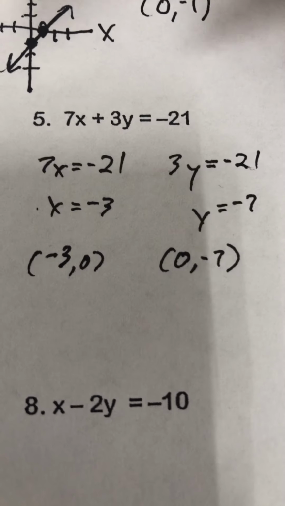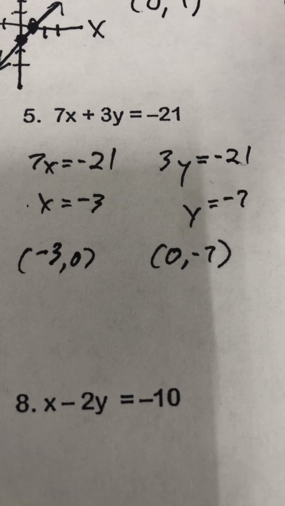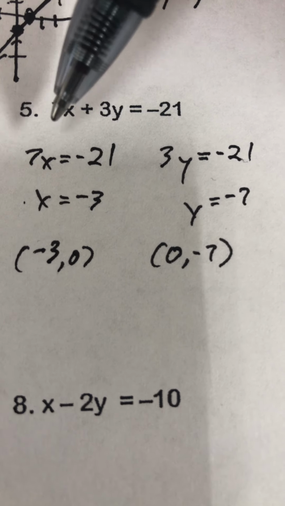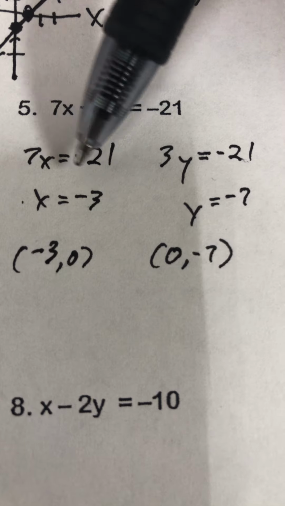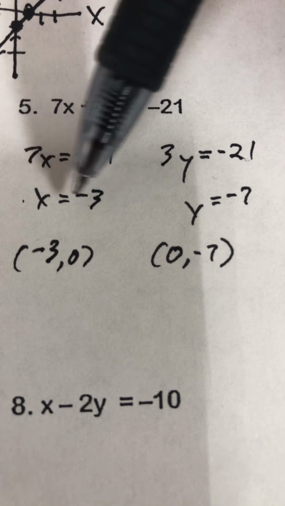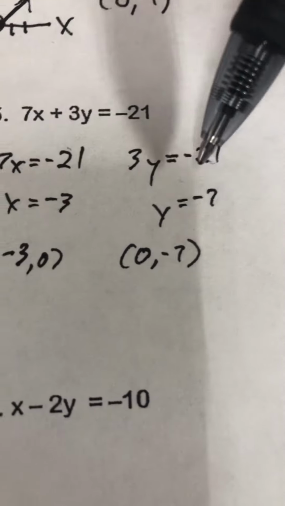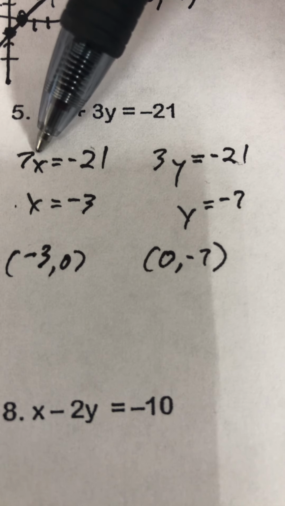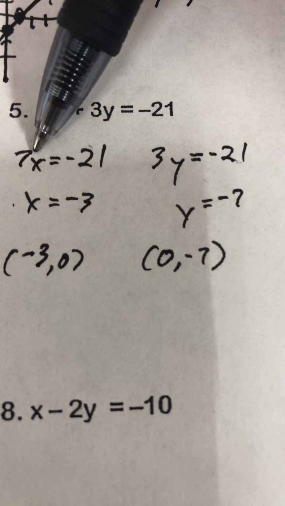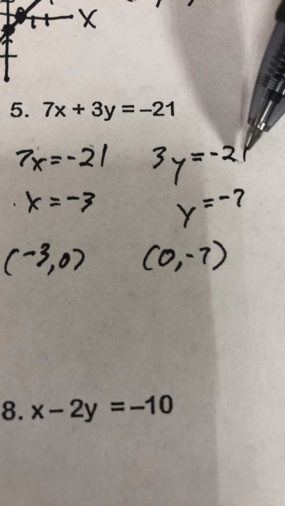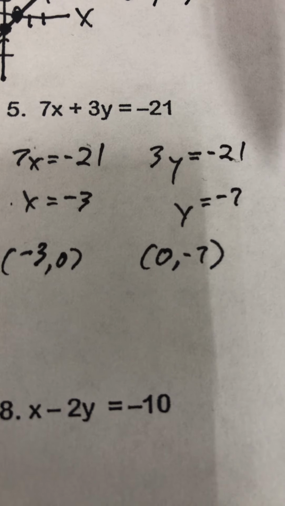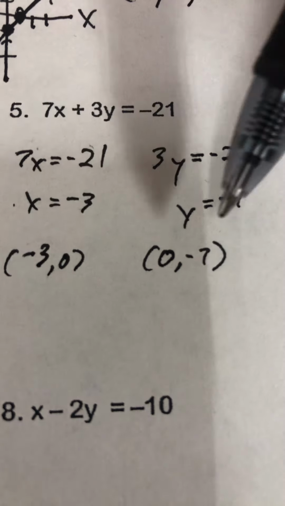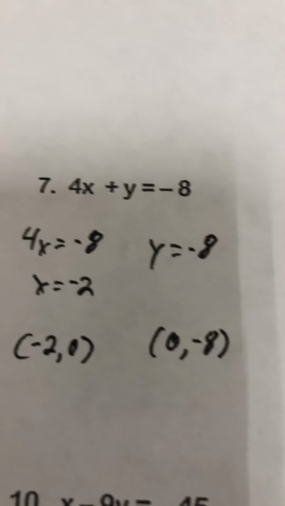Number 4, go ahead and try on your own. For number 5, when my y is 0, I get 7x equals negative 21. I divide both sides by 7, and I get x equals negative 3. When my x is 0, I get 3y equals negative 21. I divide both sides by 3, and I get negative 7. So that's my x-intercept and my y-intercept. Go ahead and try 6 on your own.